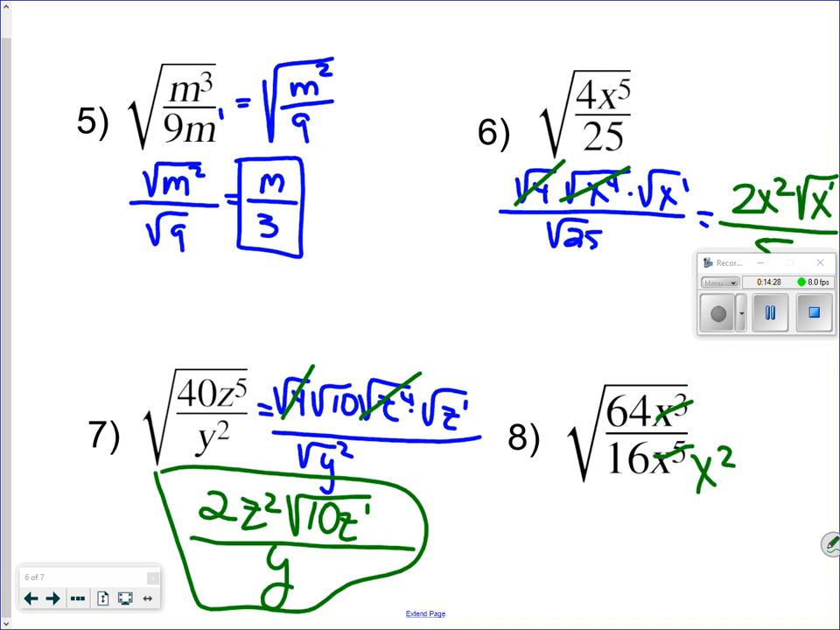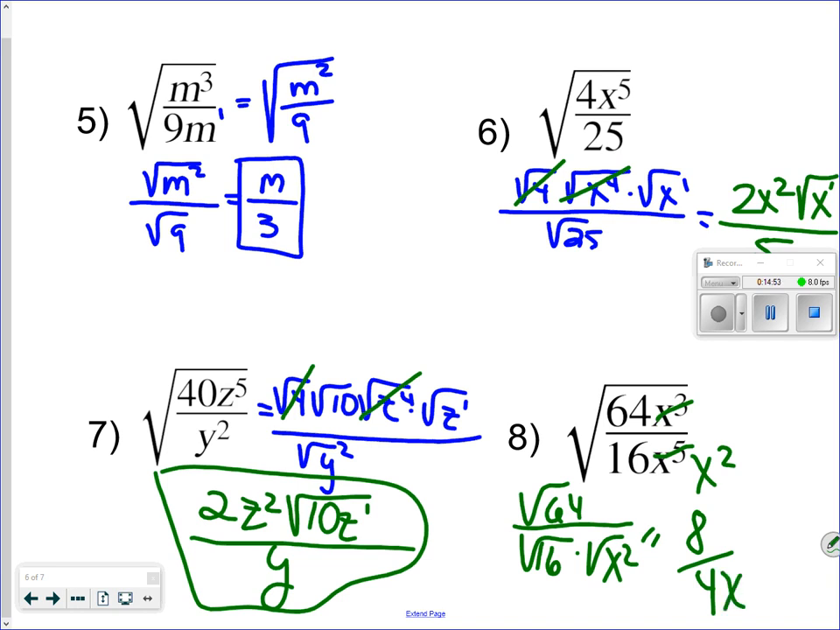And let's write that as separate little pieces. Square root of 64, that's the top. On the bottom, square root of 16, square root of x squared. Every one of those is a perfect square. What does 64 come from? 8. What does 16 come from? 4. Square root of x to the second, cut it in half, x to the first.